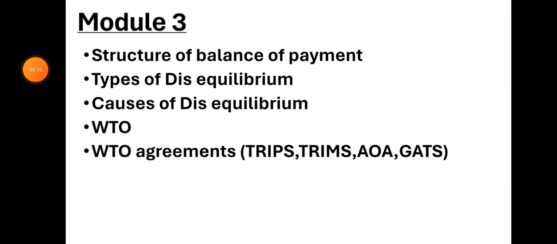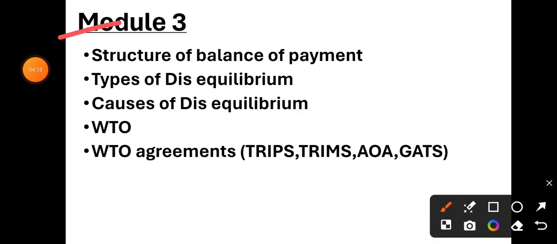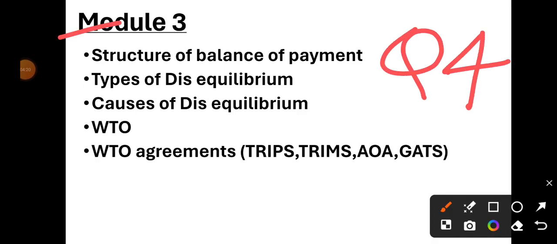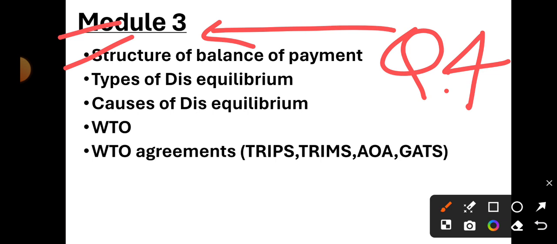Now module number 3, which means we are talking about question number 4. So our question number 4 will come from module number 3. The very first thing we need to prepare properly is the structure of balance of payment, which has different accounts: trade account, current account, capital account, and statistical discrepancy. We need to study the structure of balance of payment properly. If you want, please message me, I'll share the video link for this question.